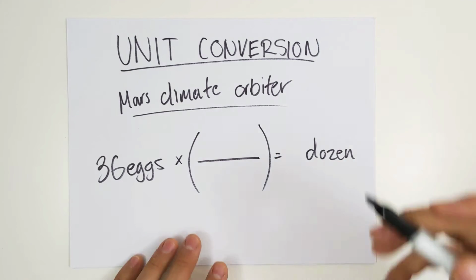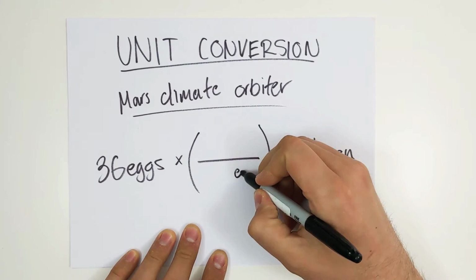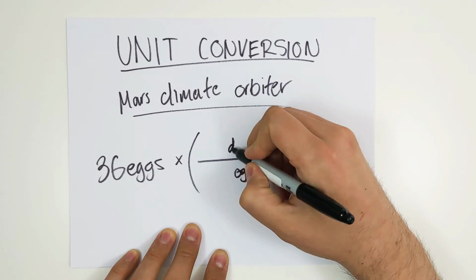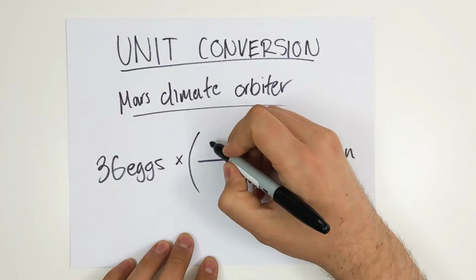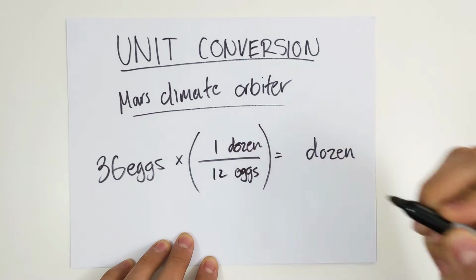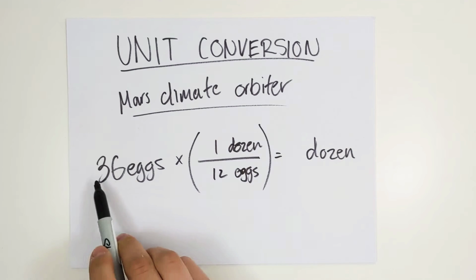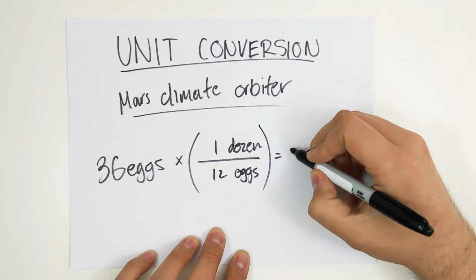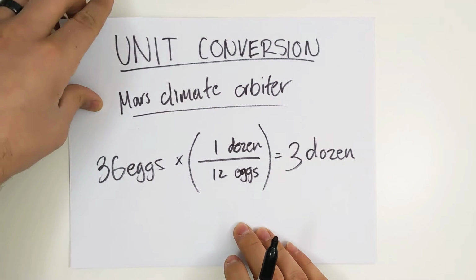A conversion factor is something that equals 1. The way you do it, if I've got eggs up here, I want eggs on the bottom. If I've got dozen up here, I want dozen up on the top. And you know that 1 dozen is 12 eggs. And there you go. Now you've got simple multiplication and division. 36 times 1 divided by 12. You can probably do that in your head. I'm not even going to pull out the calculator. That's 3 dozen eggs. All right, so you already know how to convert units.